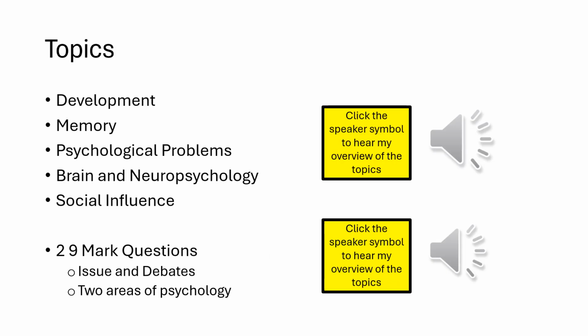Within paper 1, there are five topics. Each of these topics are worth 16 marks each, and the order there on your screen are the order they appear in the paper. So it goes development, memory, psychological problems, brain and neuropsychology, and then social influence.